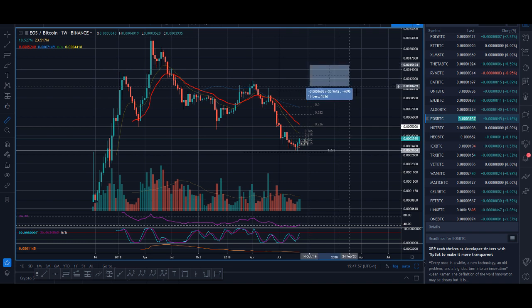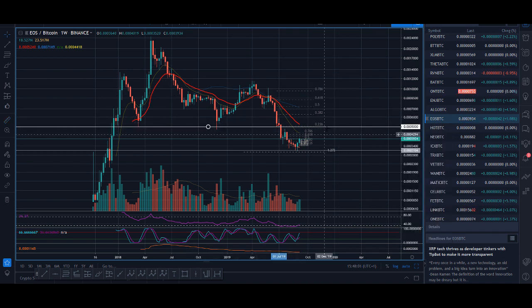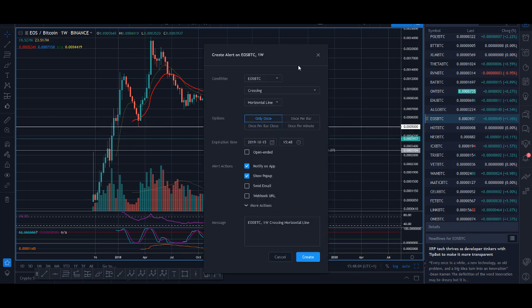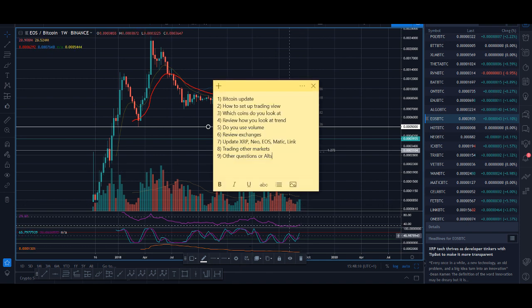So again, if you're on a free TradingView account, you probably can't do it as much. So I set up an alert saying, look, if it breaks out above this, I'm going to look to buy. If it breaks down below here, or if the price comes here, I'll look to buy. So that's sort of a simple overview of which coins I look at.